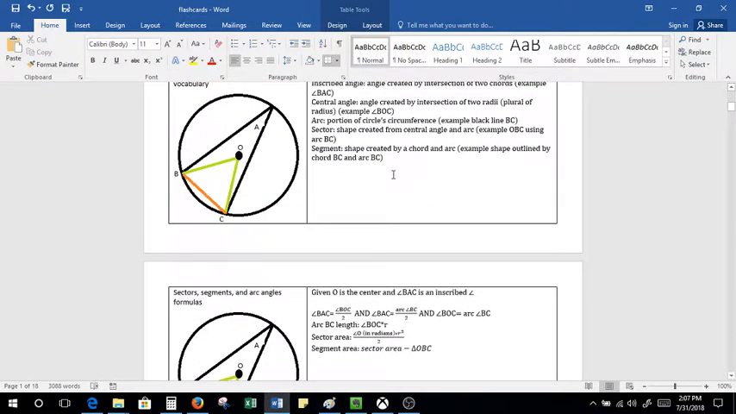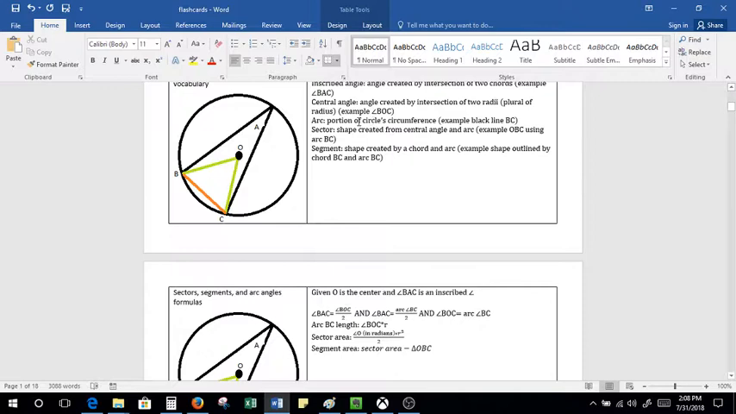The central angle is an angle created by the intersection of two radii, so the plural of radius. Really all it's saying is it's an angle that comes off of the center of the circle where the endpoints are on the circle. And BOC is an example of this.